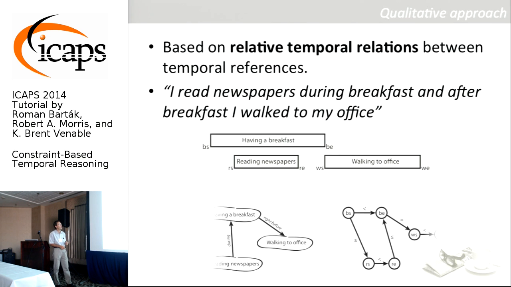So the first way is using intervals. That's on the left side. We can use temporal intervals corresponding to the duration of activities. So we have three intervals here. We have three nodes in this network representing these intervals: having a breakfast, reading newspapers, walking to office.